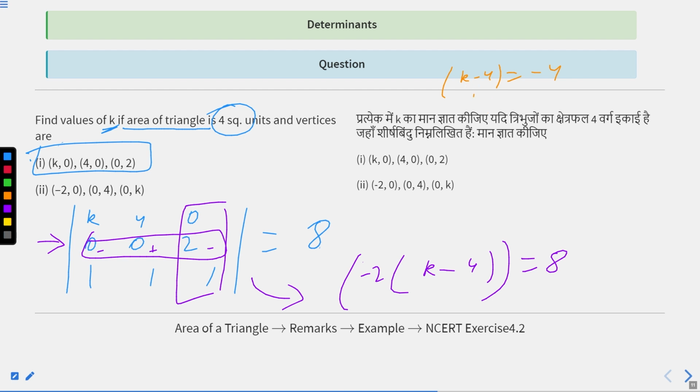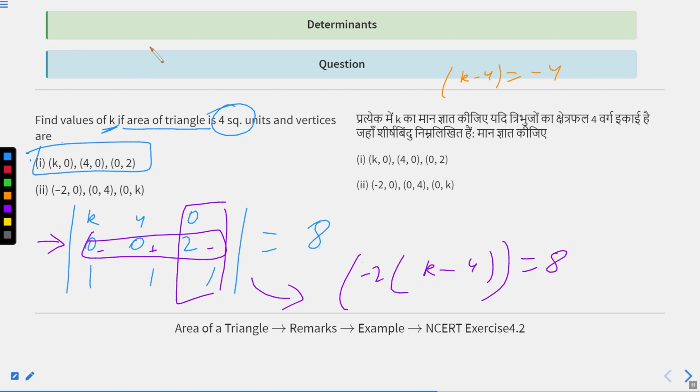So this means k must be what? k must be 0. The k value must be 0, through which you can get your answer. Simple. If the k value is 0, then you get the correct answer. So far so good.